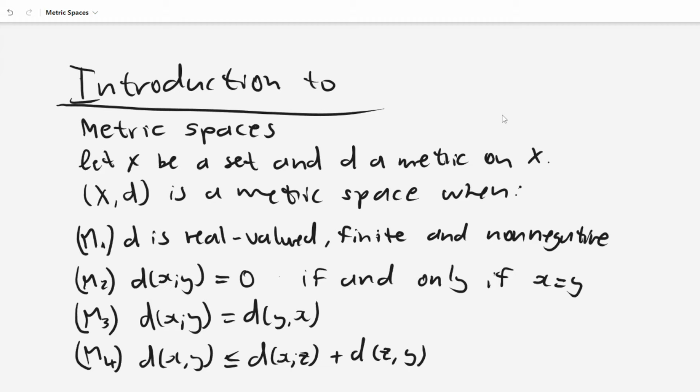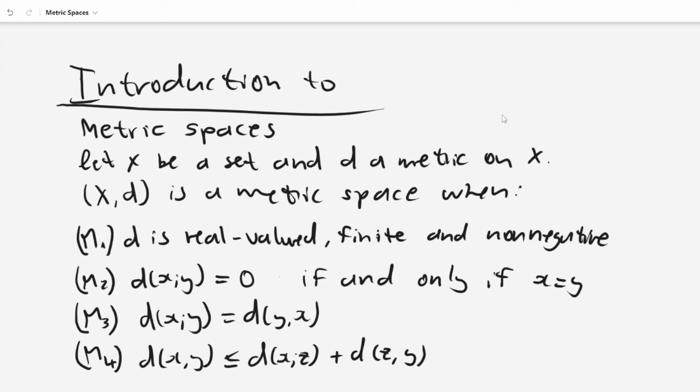The fundamental properties that must hold true for this distance function are, the first one, D must be real valued, finite and non-negative. Non-negative just means it's not supposed to be a negative number, so it can be 0 or greater than 0. The distance function equals 0 if and only if the two elements are equal, so when x and y are equal. Symmetry must hold, meaning the distance function from x to y must equal the distance function from y to x.